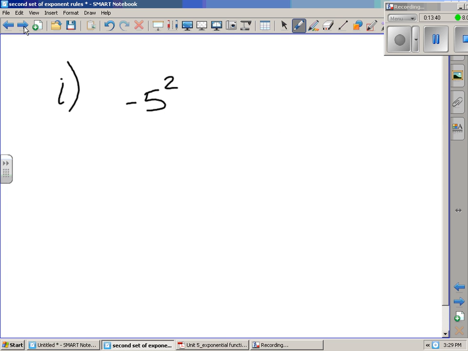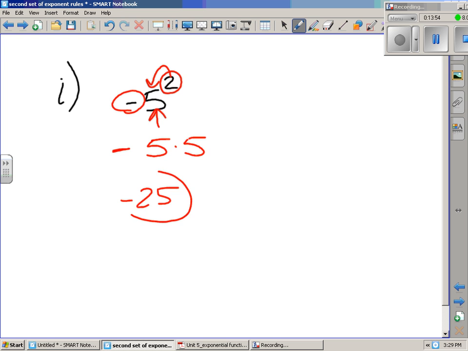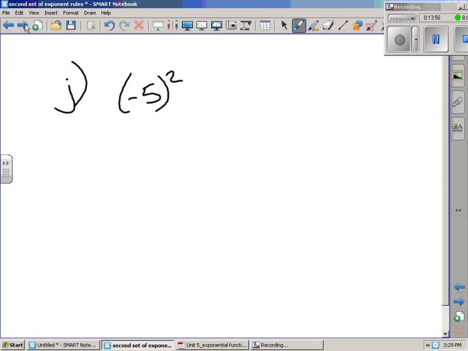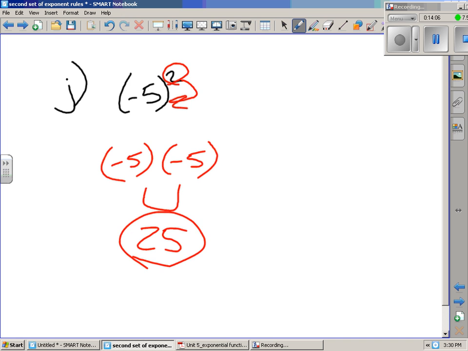Negative 5 squared, don't be fooled, the 2 only goes to what it's directly beside, the 5. The negative sign is hanging out in front. So the base that it goes to, 5, is copied twice. The negative symbol is not copied twice, so we get negative 25. Okay, in this case it's different. The 2 goes to the entire set of parentheses, which means the base is the entire negative 5, which means that we get 25.